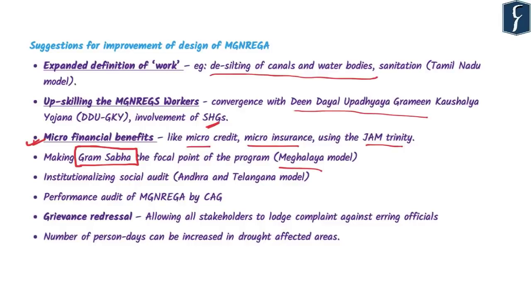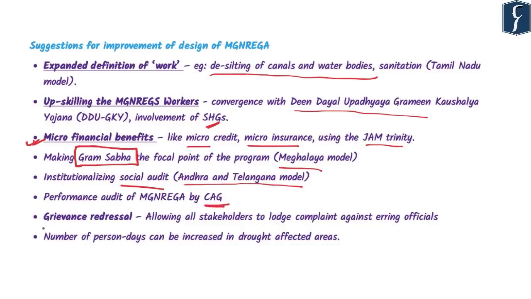As we saw previously in the features of the scheme, social audit is mandatory. But most states have not institutionalized it, and social audit does not happen regularly. But the Andhra Pradesh and Telangana governments have made special provisions for social audit beyond what has been mentioned in the legislation. Hence, this becomes another important recommendation for the improvement of the scheme. We saw previously that there is an ombudsman system within the scheme, but it is recommended that for better financial integrity and propriety, CAG must be allowed to do the audit of MGNREGA.